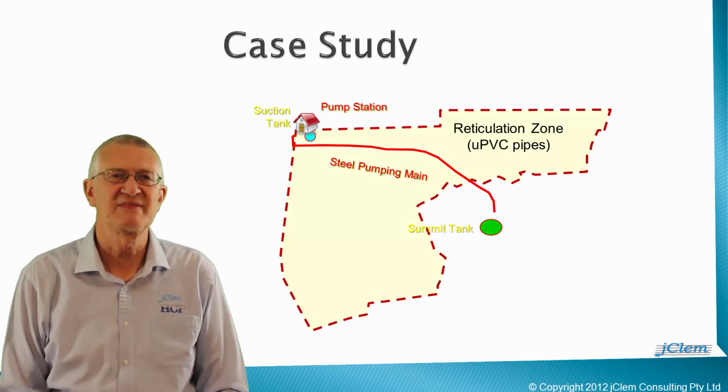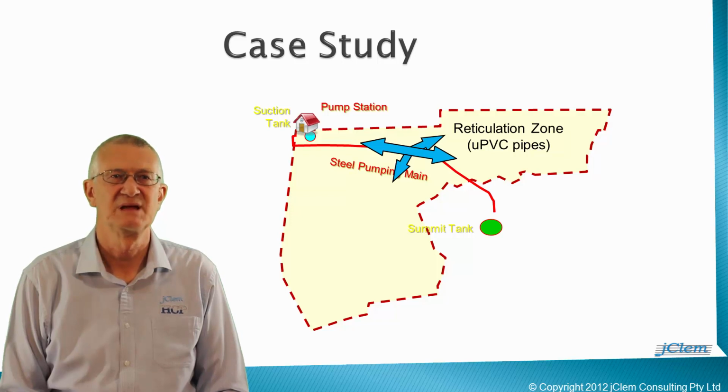The pump station and the summit tank supply this drinking water reticulation zone. The zone boundary and its PVC pipe routes and diameters have been designed by others. You will use their work as presented. However, the steel pumping main is not isolated from the pipes in the reticulation zone. It is an inlet-outlet main.